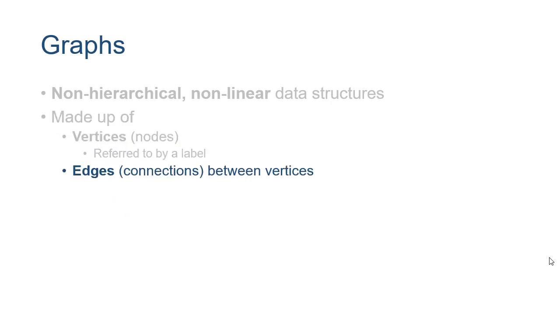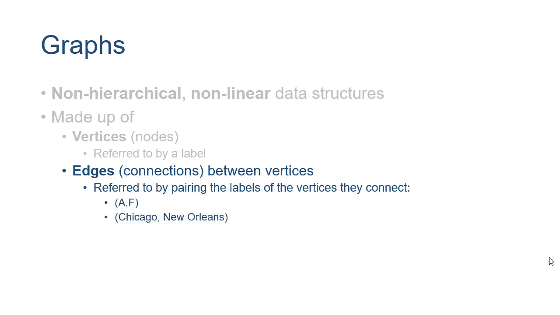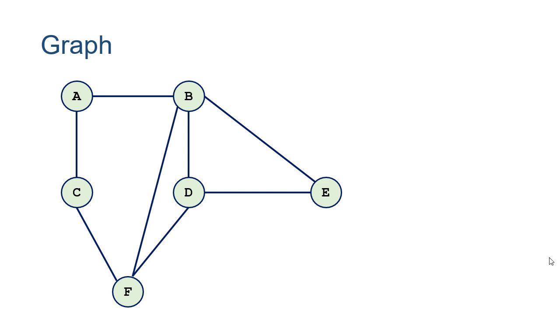Graphs also contain edges, which are the connections between vertices. We refer to edges with a pair of the labels of the vertices that they connect. So if we have an edge from vertex A to vertex F, we would call that AF. If we have an edge from vertex Chicago to the vertex labeled New Orleans, we would call that edge Chicago, New Orleans. So here's an example of a graph.